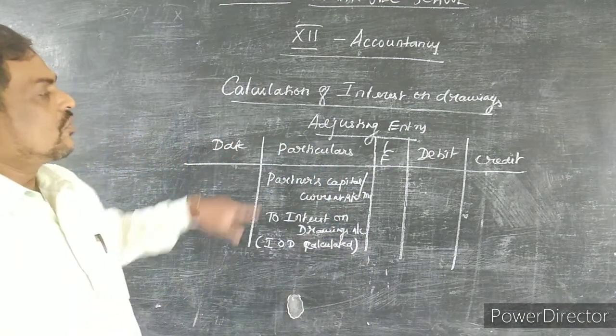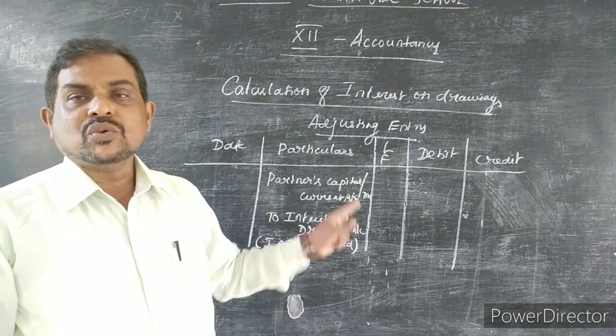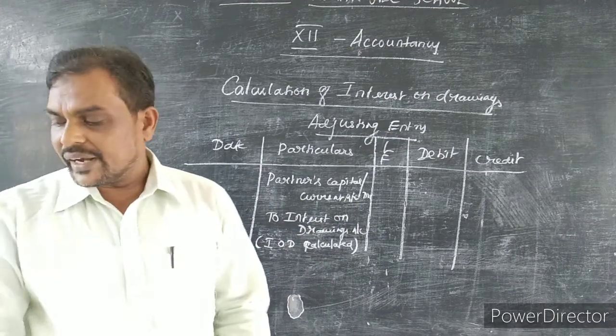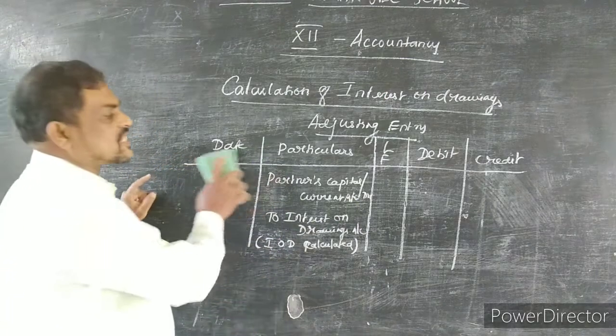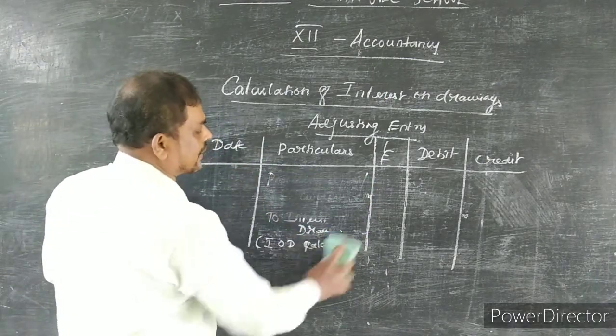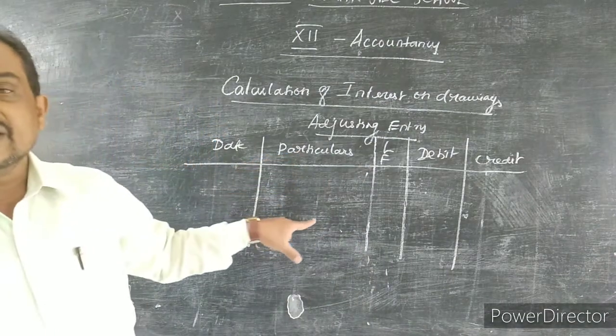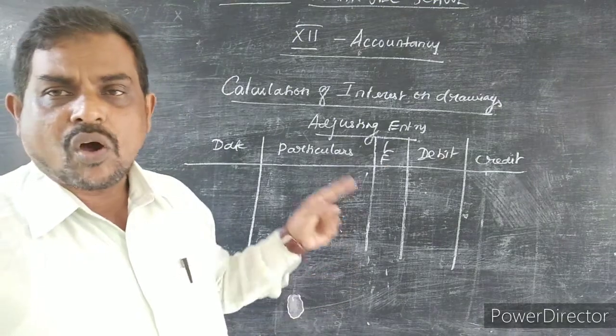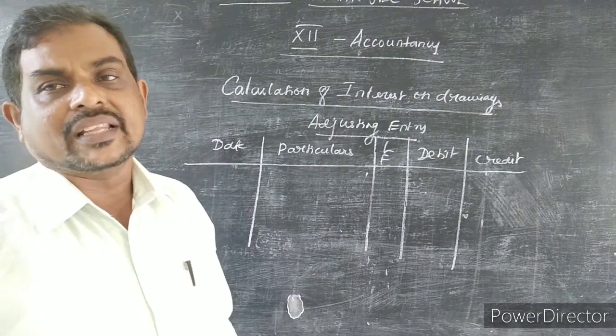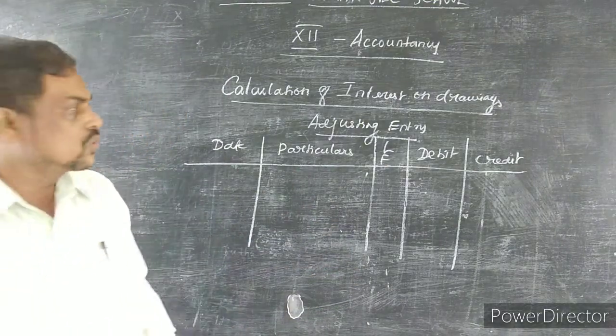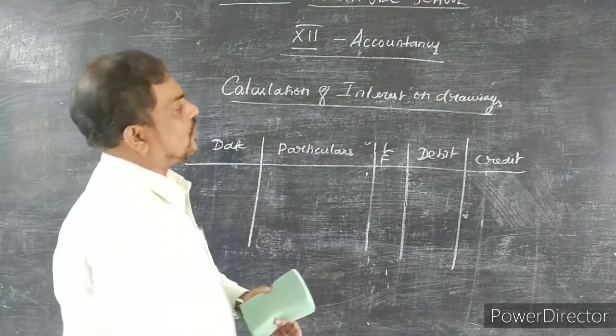Okay. Now I will teach you the second entry, which is the transfer entry. So the transfer entry, this is the adjusting entry. I am going to teach you now the transfer entry for interest on drawings. Here in the adjusting entry, interest on drawings came on the credit side. So automatically it will come on the debit side in the transfer entry. Now I will teach you the transfer entry for interest on drawings.